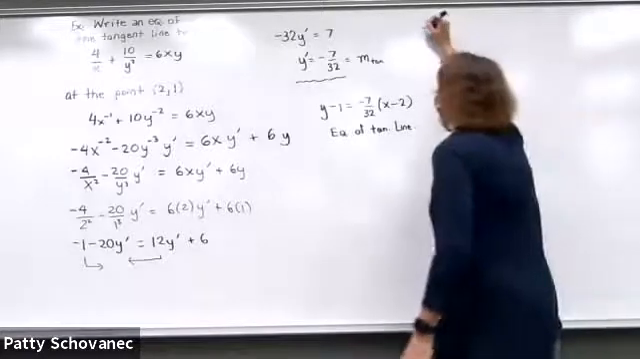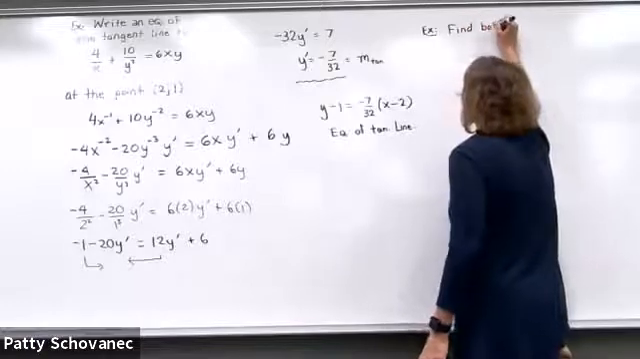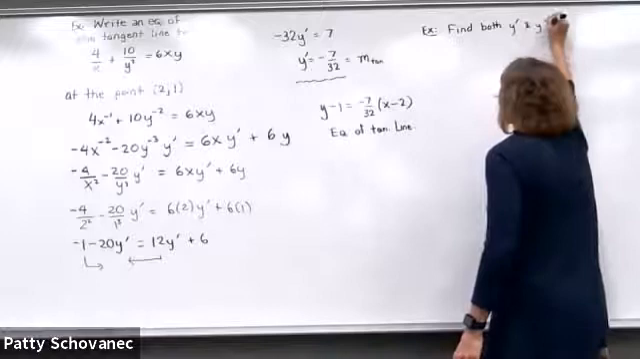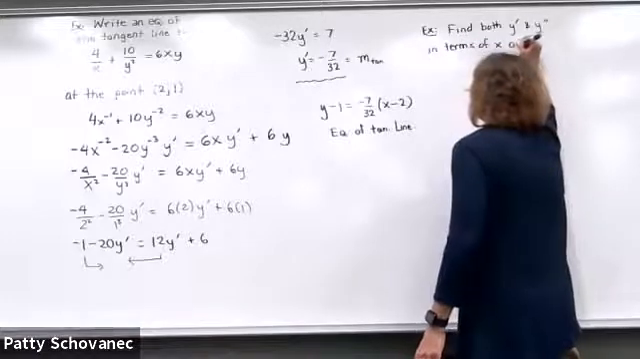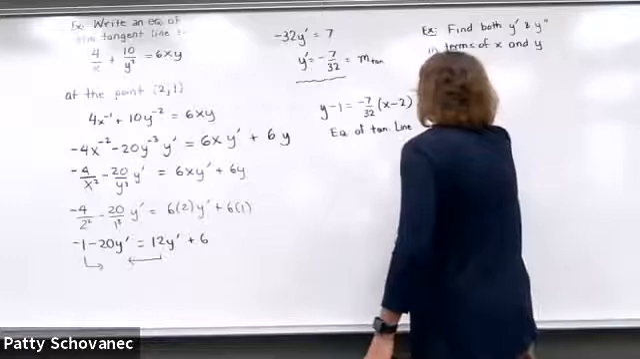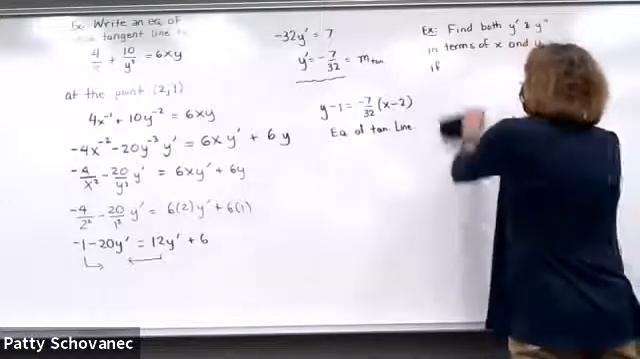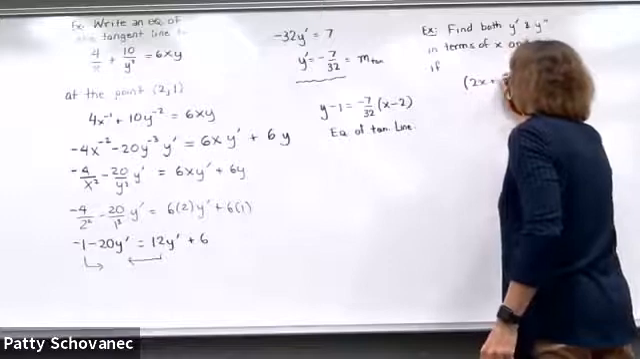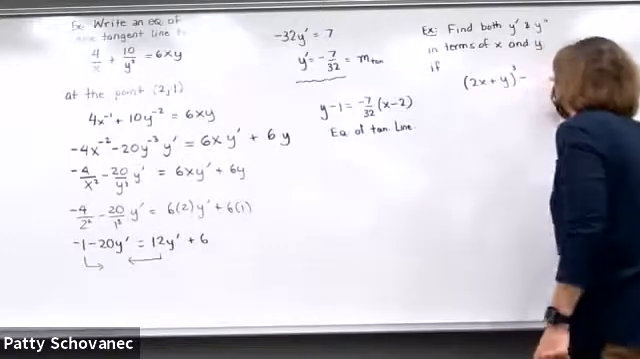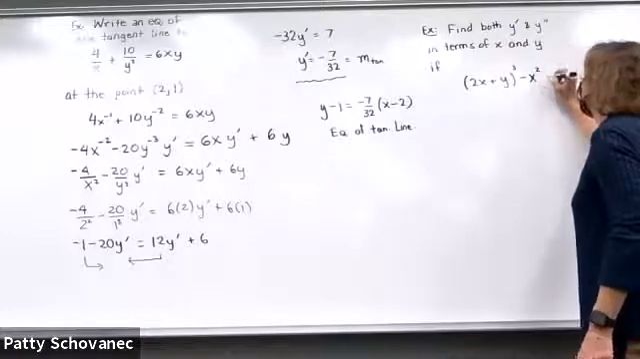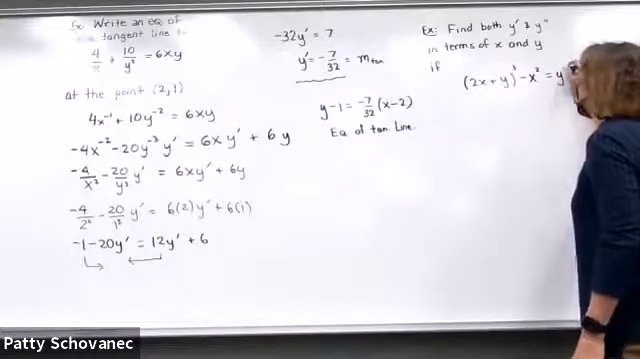Let's see. Find both y prime and y double prime in terms of x and y if, I don't want y is equal to, if 2x plus y to the third power minus x squared is equal to, I don't know, how about y to the second.